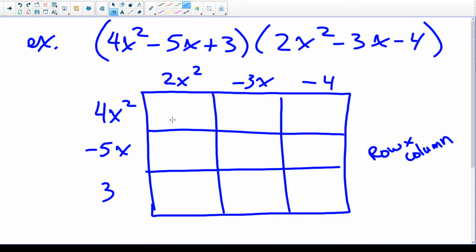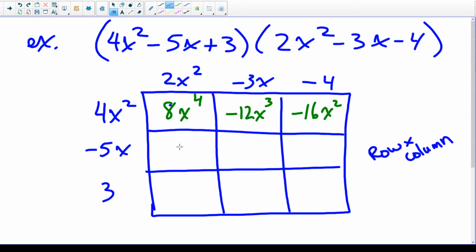And this is where I made some silly mistakes earlier, so please watch me carefully here. So 4x squared times 2x squared. Let me use a different color for that. So that's going to be 8x to the power of 4. And then 4x squared times negative 3x is going to be negative 12x cubed. And 4x squared times negative 4 is going to be negative 16x squared.